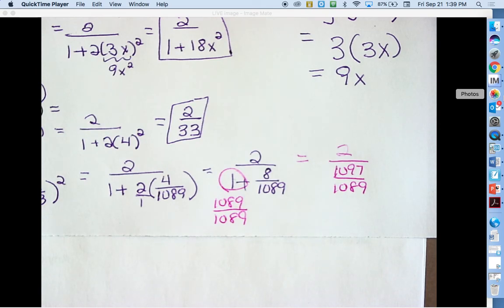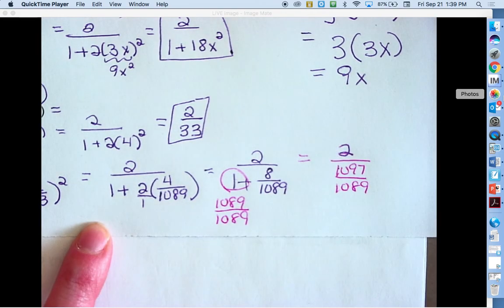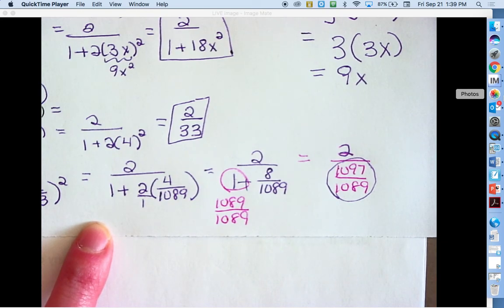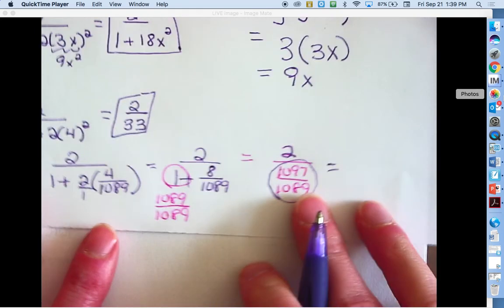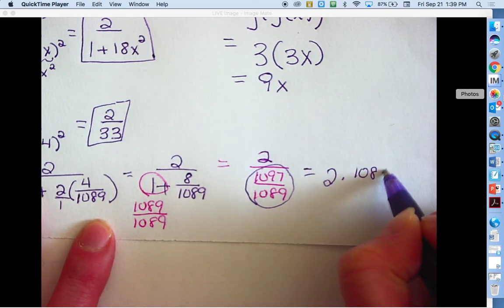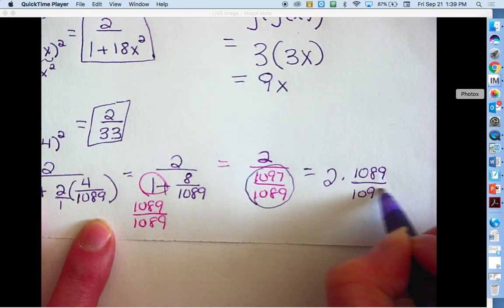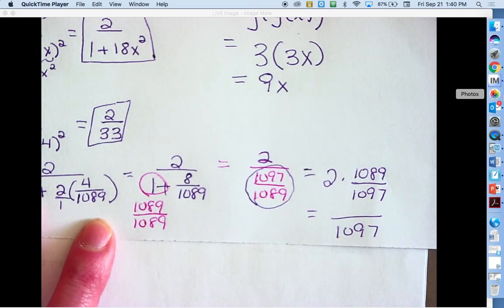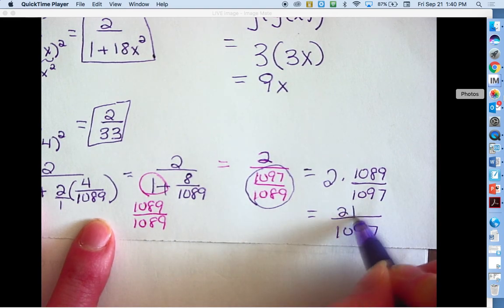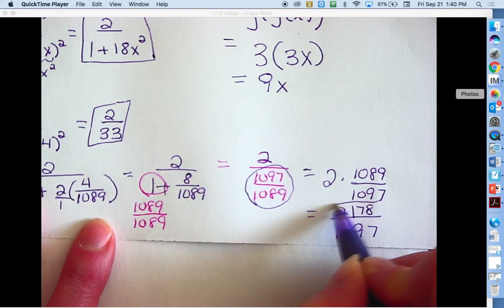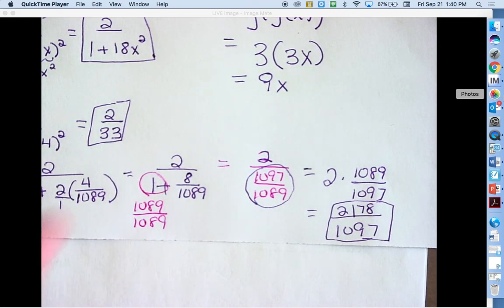All right, one last thing. So there's a 2 on the top here. That's the numerator. All of this is the denominator. When you divide by a fraction, Libby, really you are doing 2 times the reciprocal. Excellent. So you're taking 2 times its reciprocal. So 1089 on the top, 1097 on the bottom, gives us a beautiful answer when you multiply it by 2: 2178 over 1097. And that's your final wonderful fractional answer there.